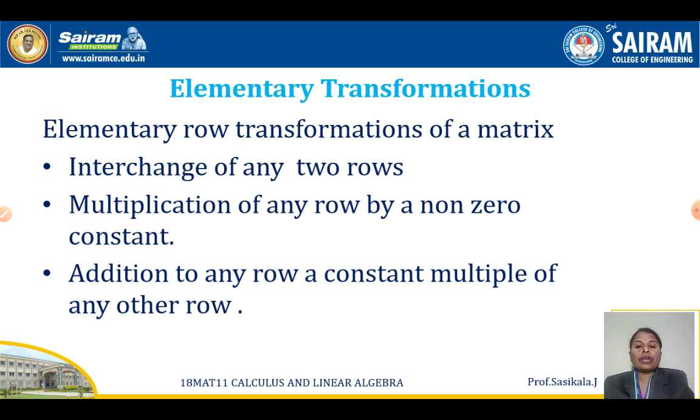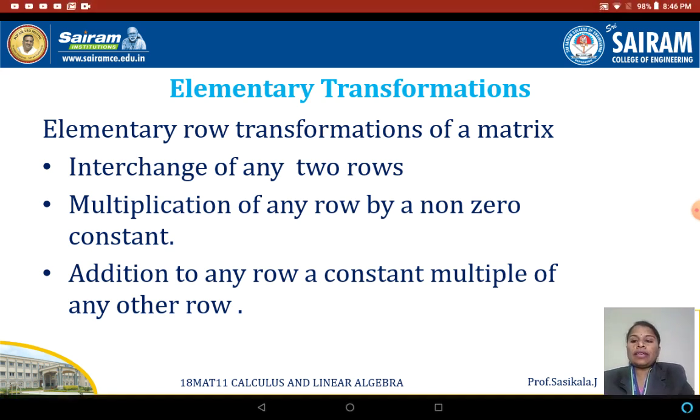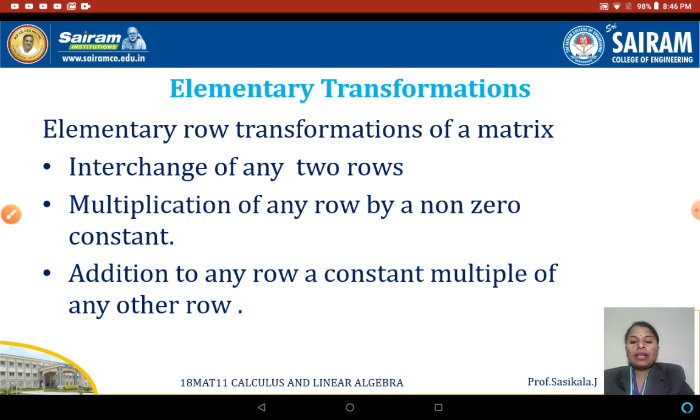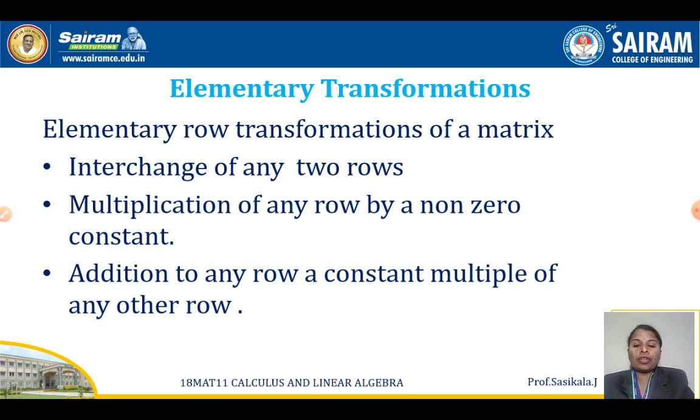In that you can use only the 3 tools which are given. What are they? First, interchange of any 2 rows. That means you have a matrix, and you can interchange the first row with the second row and the second with the first. We use the symbol R1 implies R2, that means R1 is going to change to R2 and R2 is going to change to R1. So that is what is mentioned here, interchange of any 2 rows. It's not only R1 and R2; you can change any rows depending on your question, as per your requirement, by using an elementary transformation.